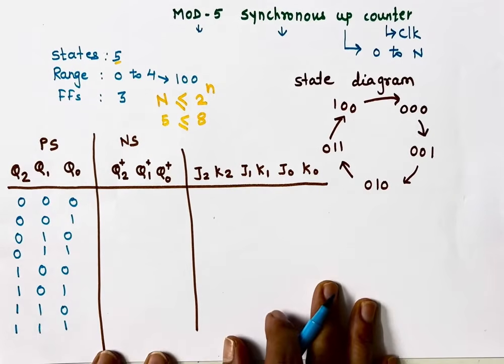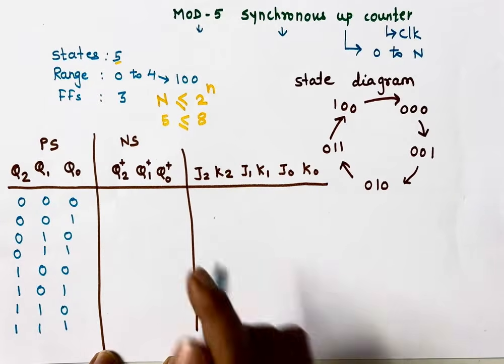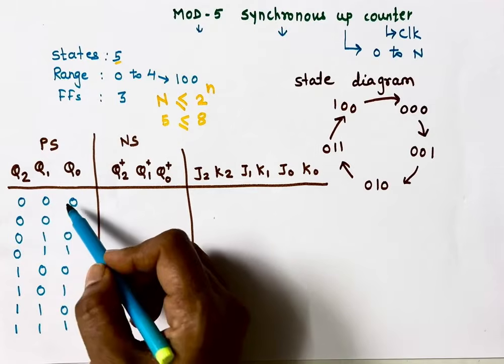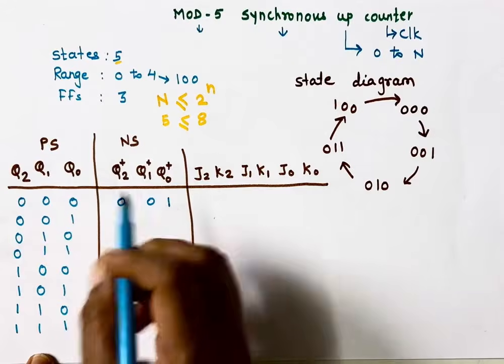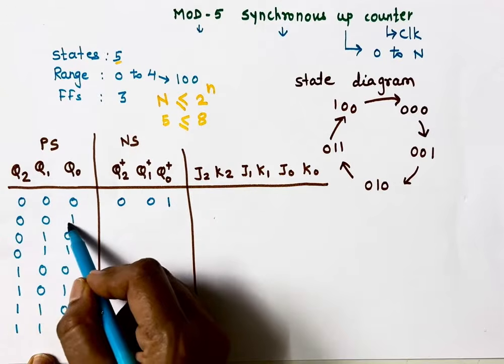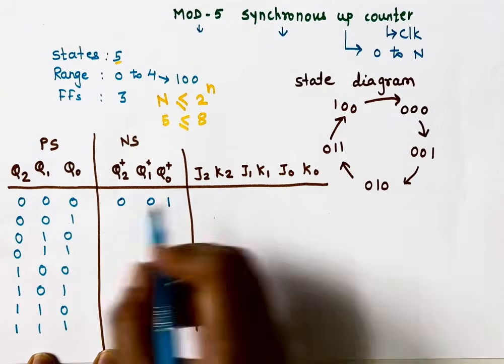Now, based on our state diagram, we'll complete this table. If present state is 0 0 0, my next state is 0 0 1. So I'll write 0 0 1 here. If present state is 0 0 1, next state is 0 1 0, that is 2.